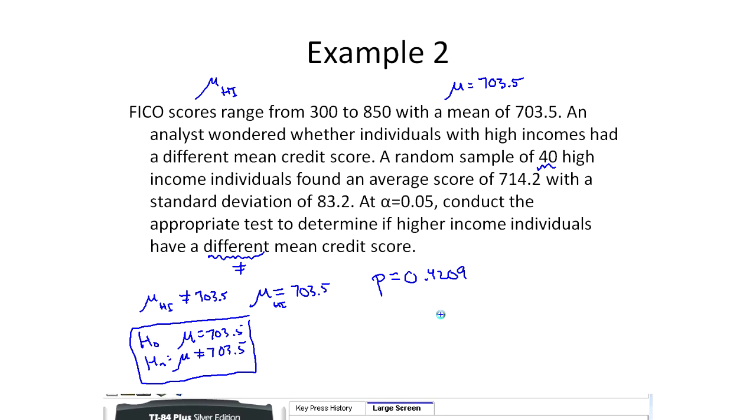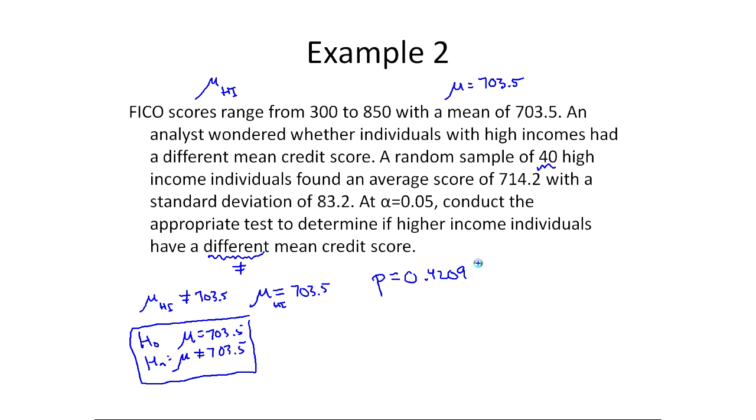Okay, so I'm supposed to compare p to alpha. P is larger than alpha, which is 0.05. So that means automatically that I fail to reject H naught. If I fail to reject H naught, that means I don't have any evidence towards HA. Notice I did not say H naught is true. There's no way to know that unless I look at all high-income individuals. All I can say is, I didn't have anything to prove it wasn't 703.5.